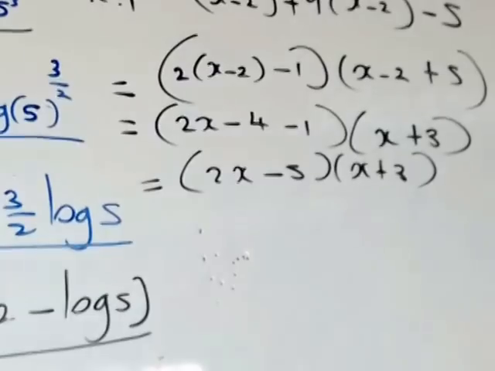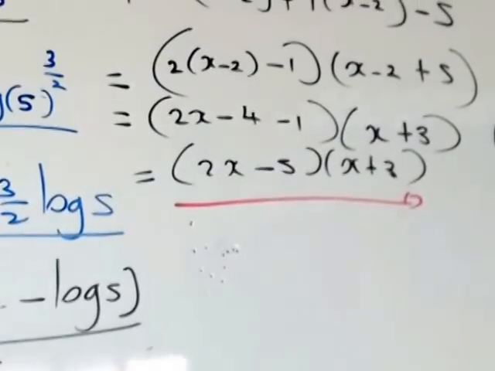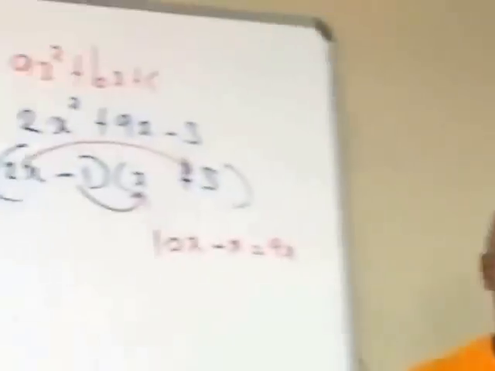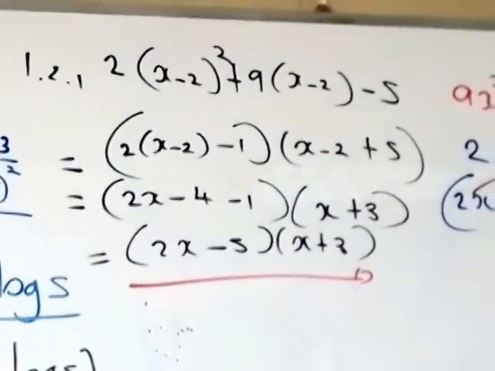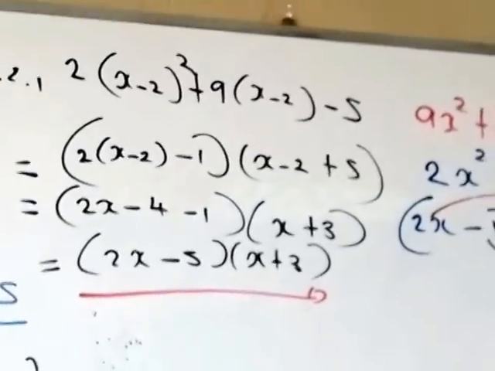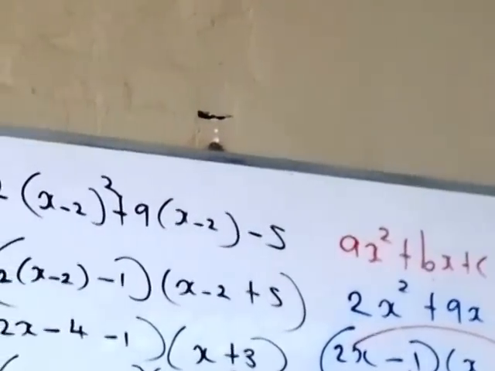That's factorized fully. There's nothing more we can do here. Right. It's not necessary now for you. Some of you still use the old technique which takes too long. What you will do is, you got your 2 into x minus 2 squared plus 9 into x minus 2 minus 5. When you see a square, you square it. It will work out, but it takes too long.